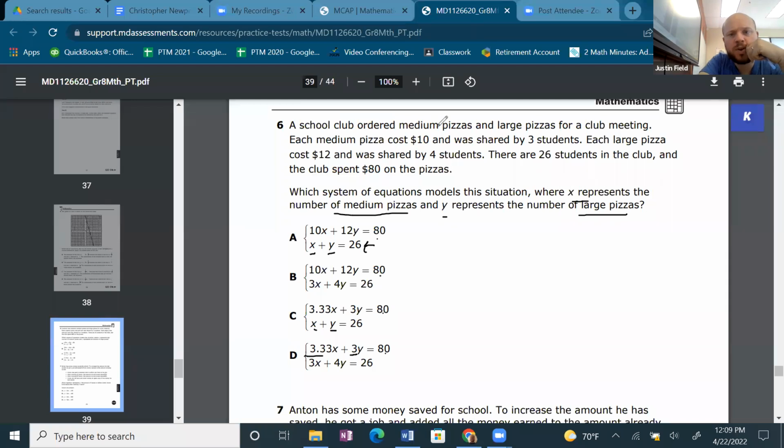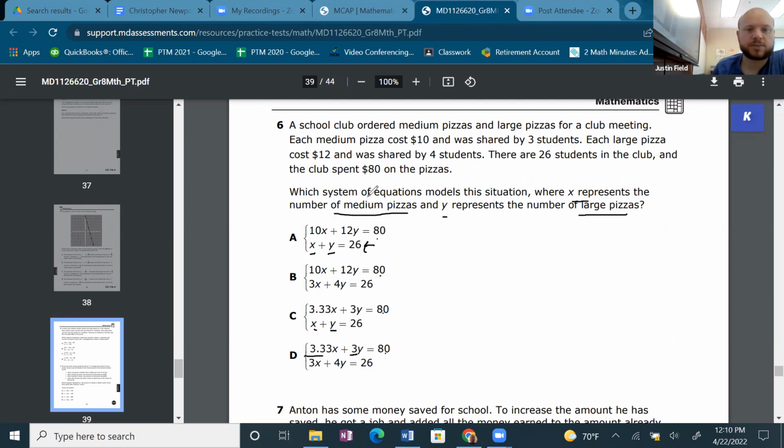A school club ordered medium pizzas and large pizzas for a club meeting. Each medium pizza cost $10 and was shared by 3 students. All right. Each large pizza cost $12 and was shared by 4 students. There are 26 students in the club, and the club spent $80 on pizzas. I see.